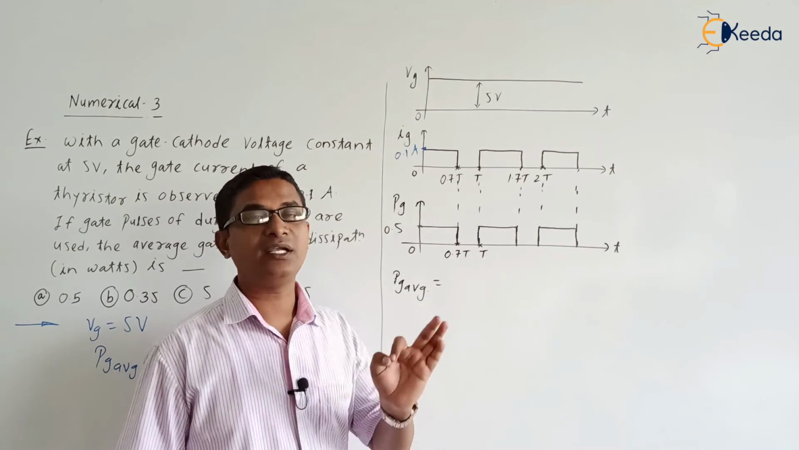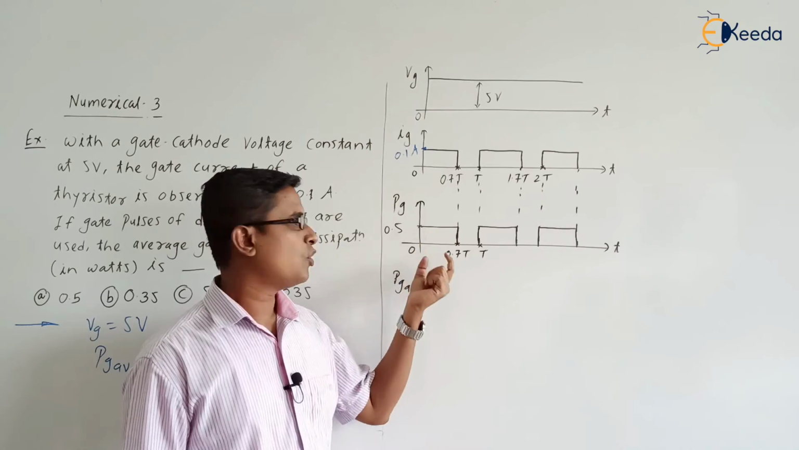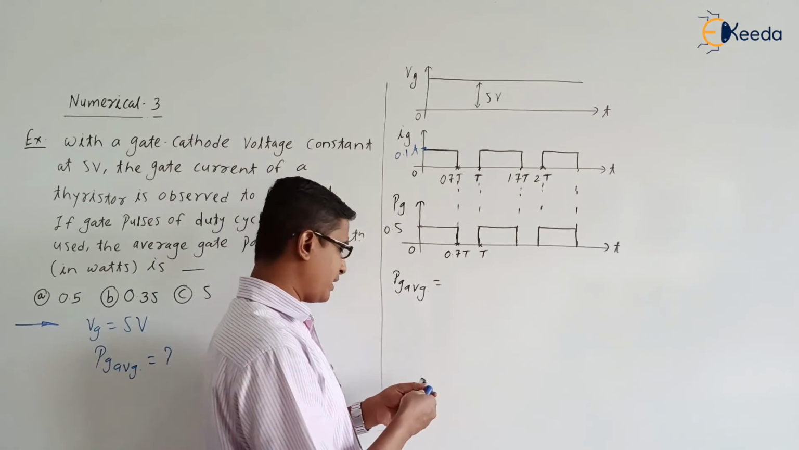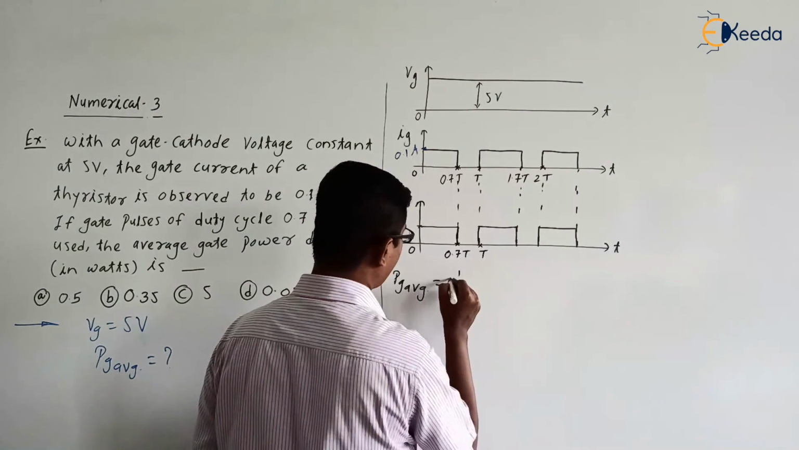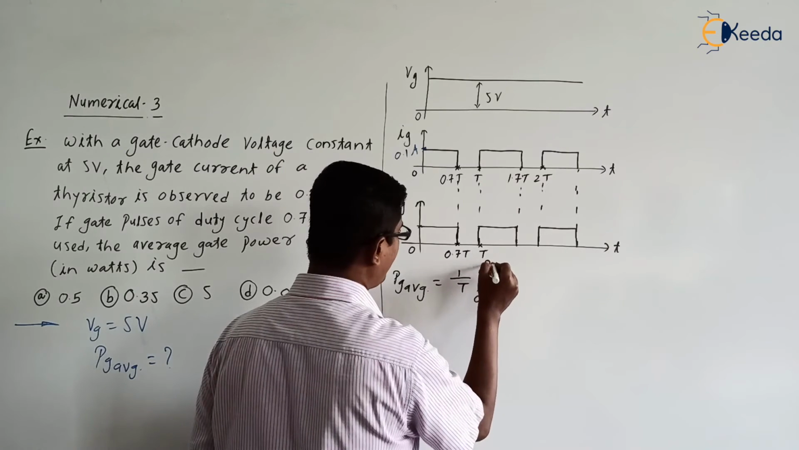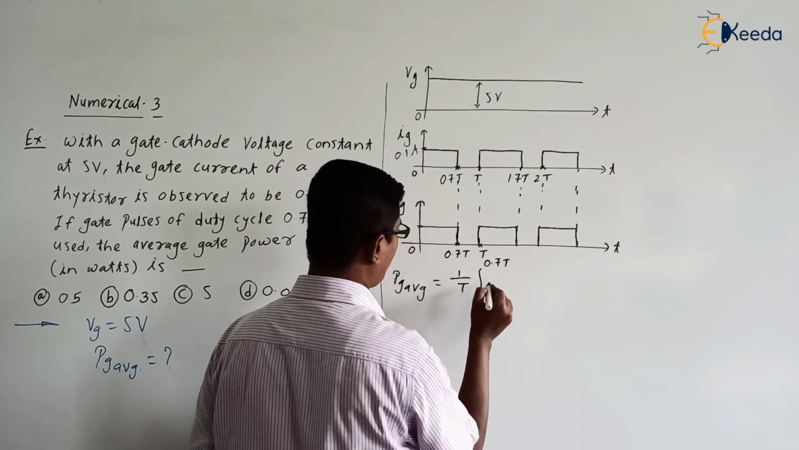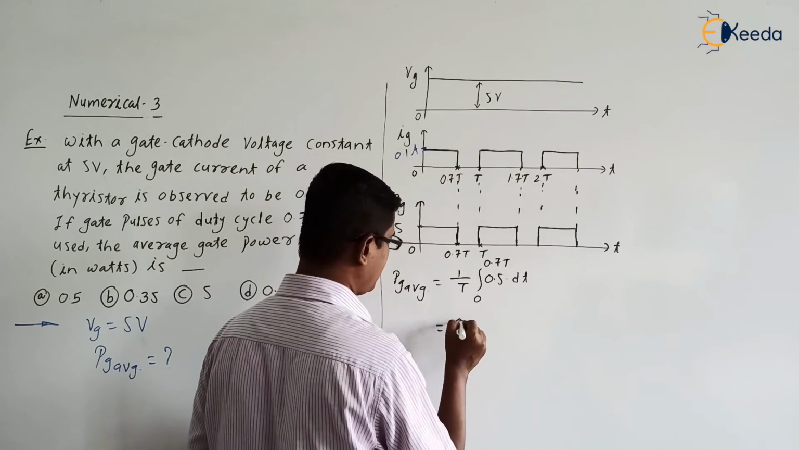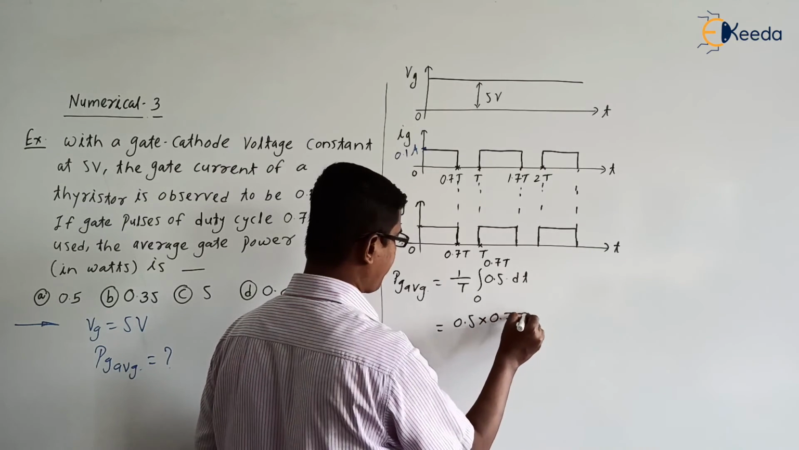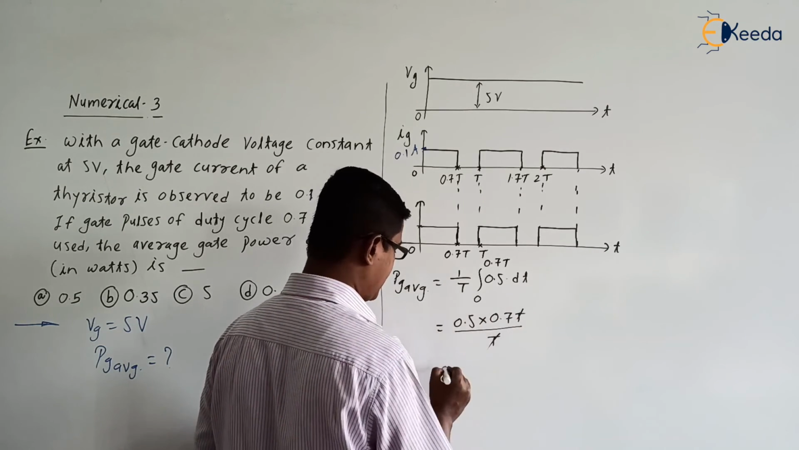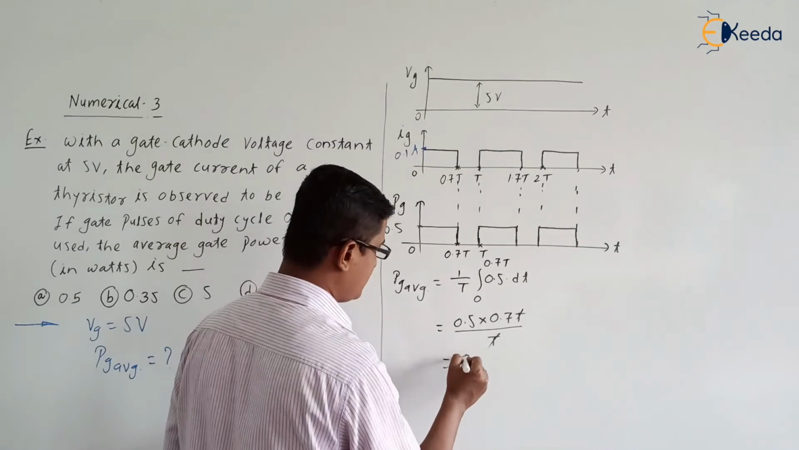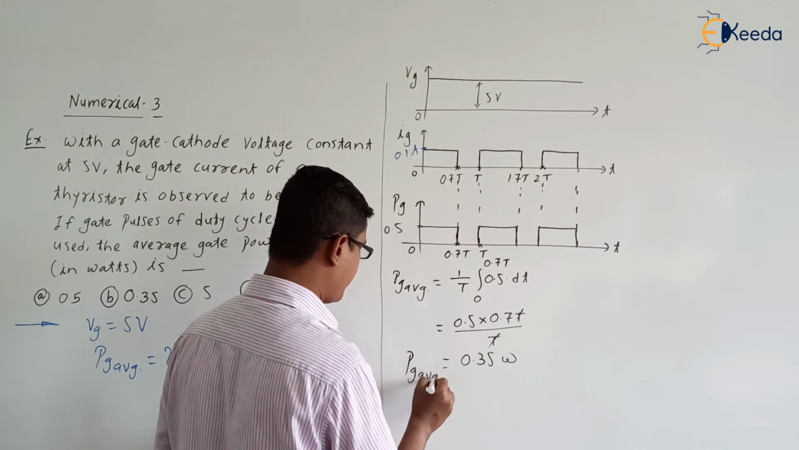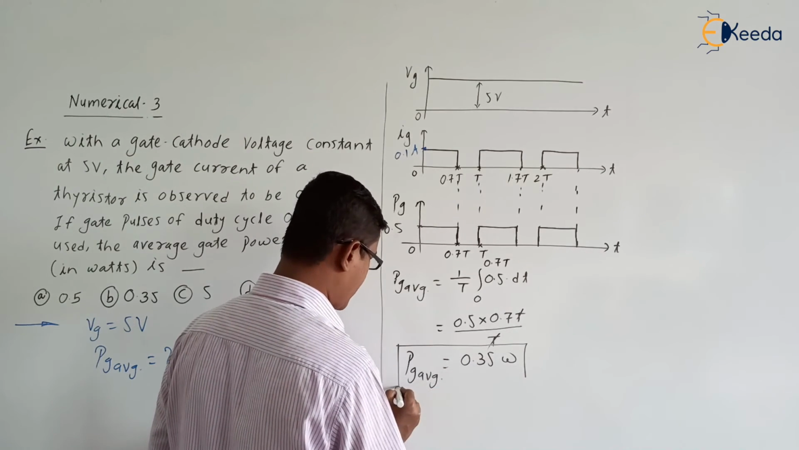Not possible. So in that case we generally take the help of the mathematical operator, the integrator. Here we are going to integrate this magnitude over the interval 0 to 0.7T. And what is the total period? Total period is T. So Pg average is equal to 1 by T integration from 0 to 0.7T of 0.5 into dt. If we simplify it, we get 0.5 into 0.7T divided by T. T will get cancelled, so it is 0.5 into 0.7, which is 0.35 watts. So this is the final answer, Pg average equal to 0.35 watts.